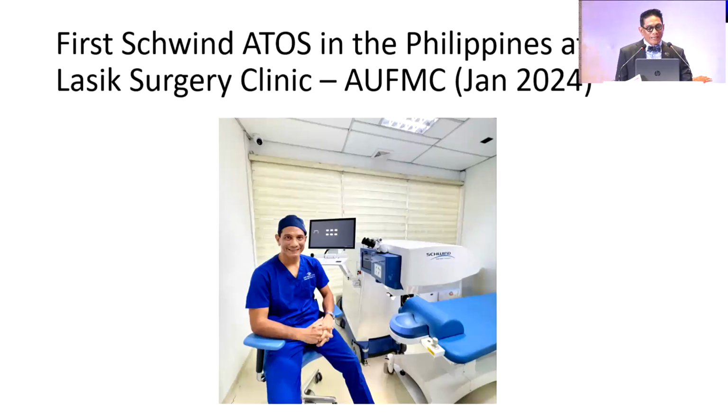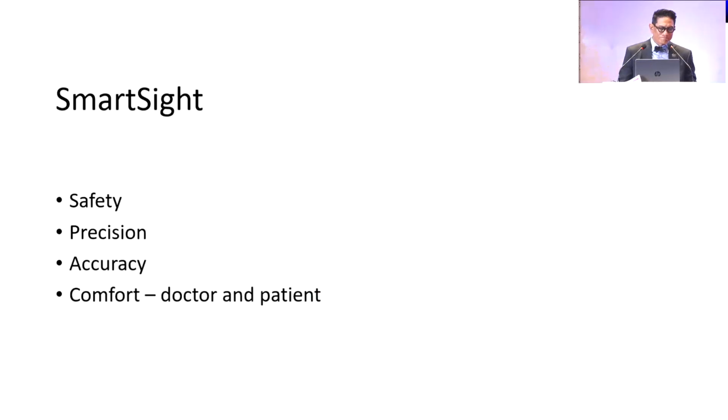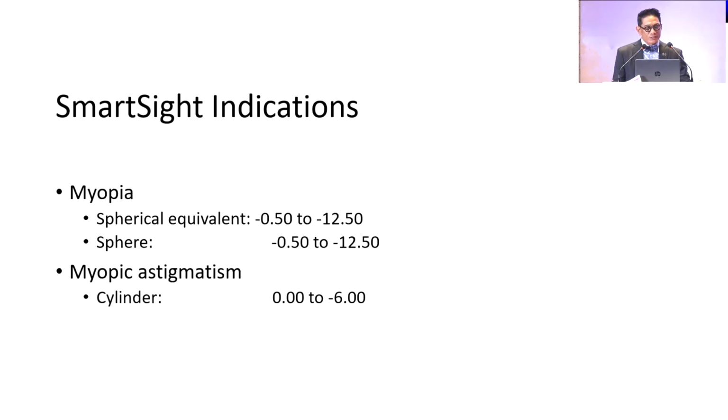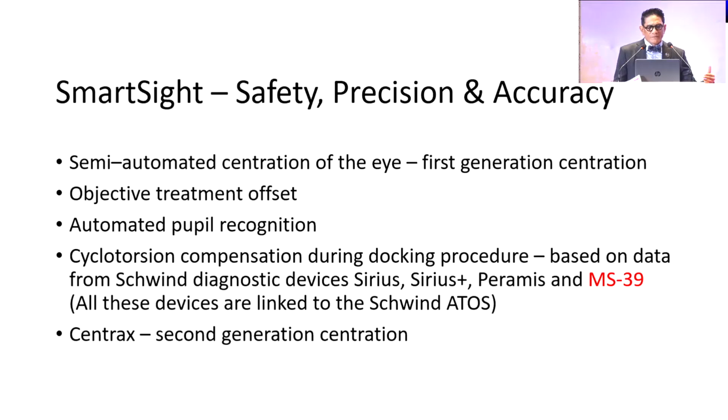So I can try to convince you that because of my early experience, this is going to be the best femtosecond laser for lenticule surgery. So SMARTSIGHT, why? It is safe, precise, accurate, and there's comfort for the doctor and for the patient. So the indications, again, pretty much regular indications, minus 0.50 to minus 12.50 of spherical or spherical equivalent, myopic astigmatism of up to minus 6.00. So why is it safe, precise, and accurate?